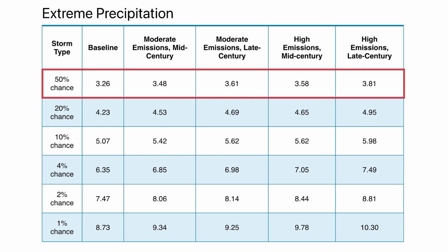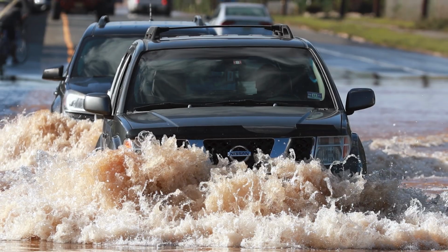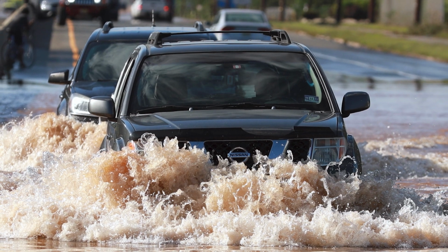The current baseline is 3.26 inches of rain over 24 hours. Under a moderate emissions scenario, we can expect this to increase to 3.48 inches or about a 1/4 inch increase as we approach the year 2050. Under a high emissions scenario, we can expect an increase of about a 1/2 inch as we approach the year 2100. While these are only estimates, they are important for planning purposes.